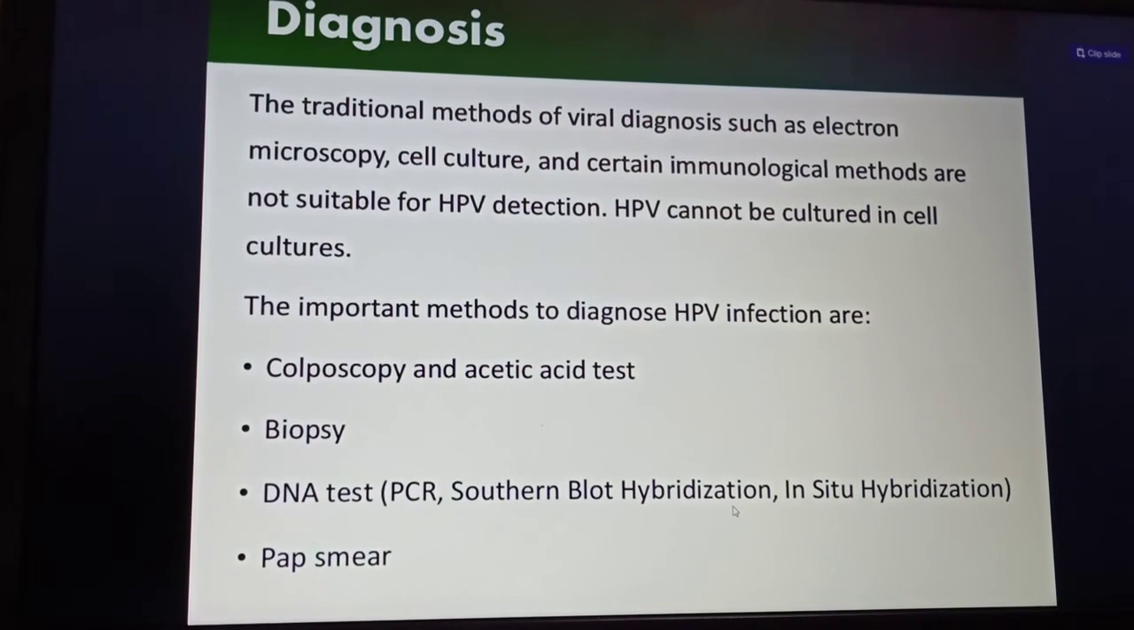Diagnosis means colposcopy and the acetic acid test. Colposcopy means they visualize the cervix, with a cervical sample test or visualization of the cervix. By checking the area of infection they detect it, and they do the acetic acid test over the area of the cervical region.